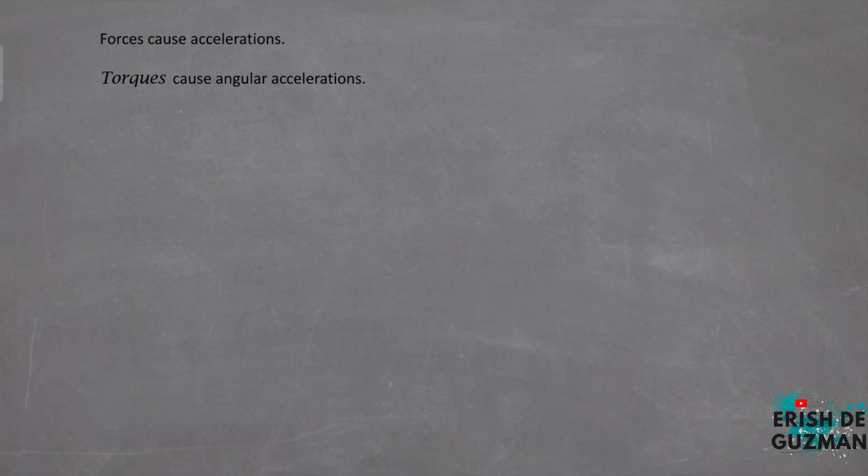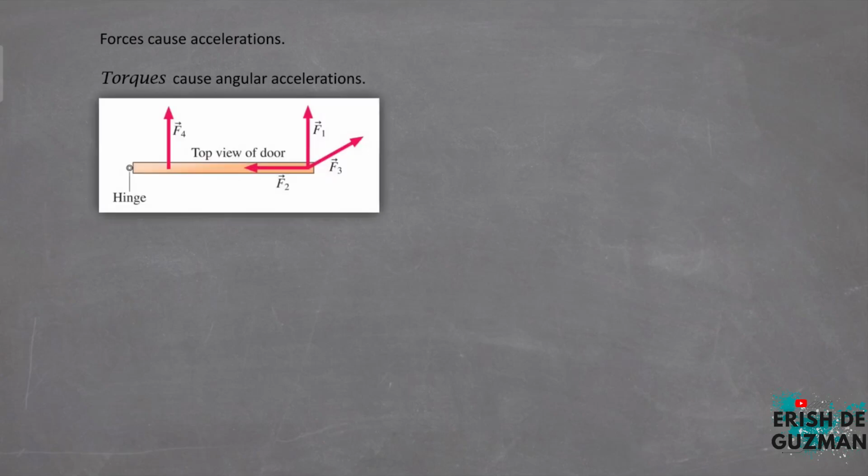Para mas maintindihan natin yung principle ng torque, let's consider this figure. This figure is a top view of a door that is hinged on the left. Ito yung hinge. And merong apat na forces na ipinapakita sa kanya, all of equal strength. Pare-pareho ng magnitude yung forces. Among all these four forces, alin kaya dito yung pinaka-effective na makabukas or makamove nung door?